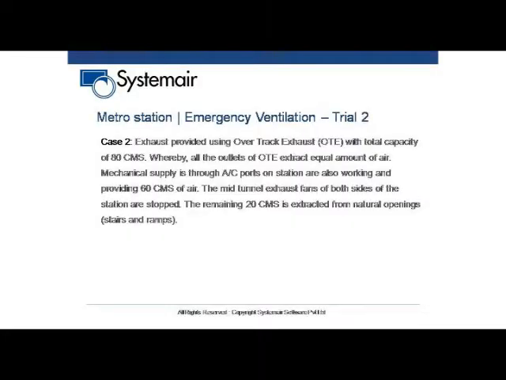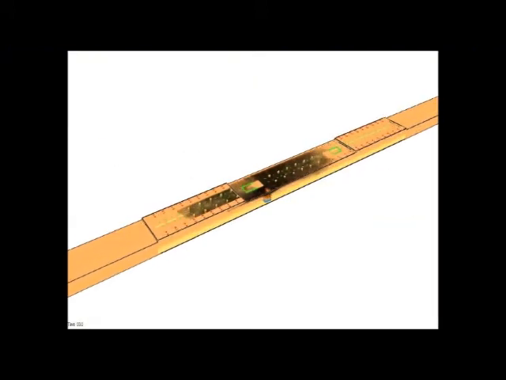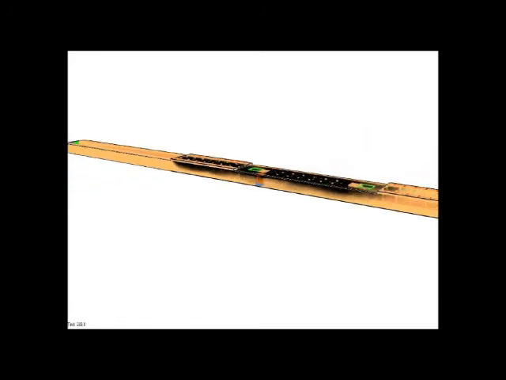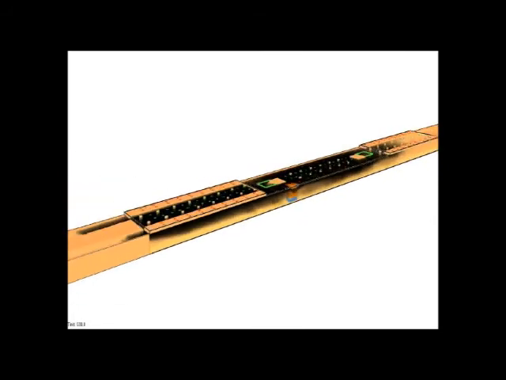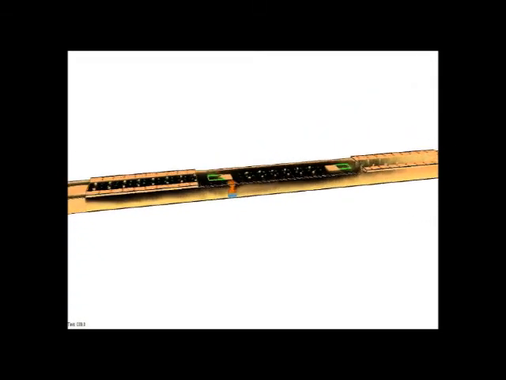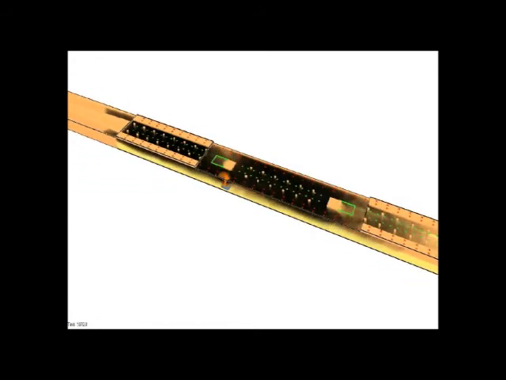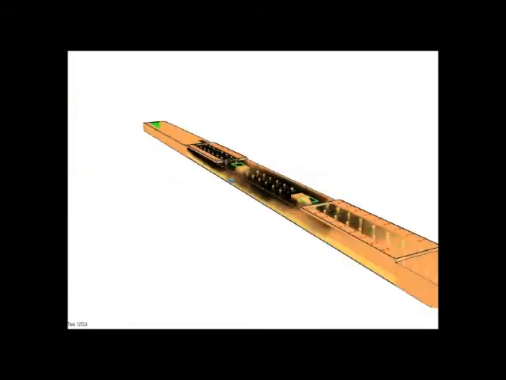Then we tried another case where we reduced the overtrack exhaust capacity. The mid-tunnel exhaust of both stations was stopped, and 60 CMS of air conditioning supply was provided through the AC. So this system was like this, and it still didn't work. A lot of the area here was getting filled with smoke, and the visibility maintained here was only about 5 meters, 2 meters. So that was still not good enough. This was the decline of the fire.